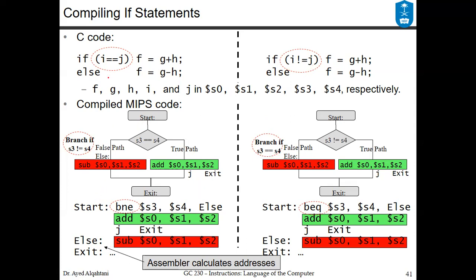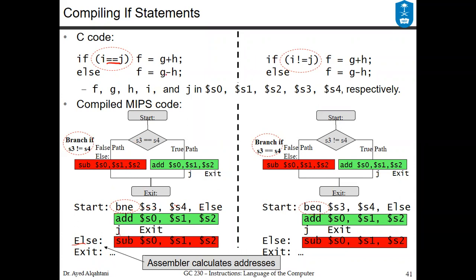You start the code this way. The first statement that you write is branch not equal. You look at this one, and you found that there is an equal sign in the code. Directly, you start with the opposite, branch not equal. So you branch if those two, which is S3 and S4, are not equal. Where do you branch? You branch to the else, which is the red one.